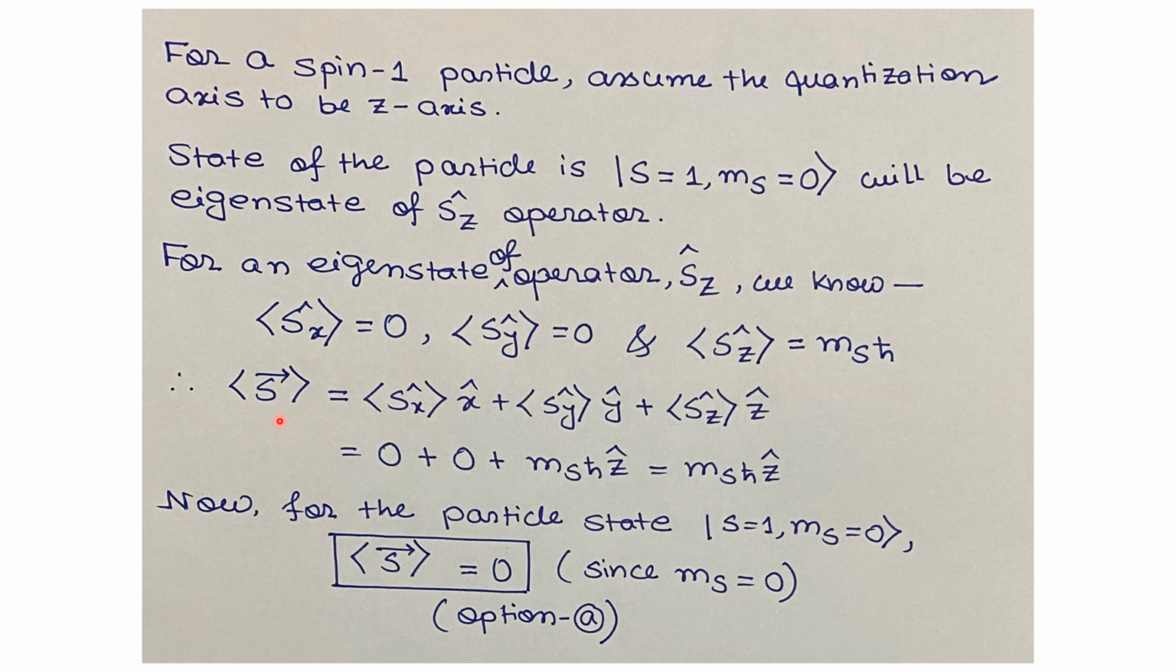So the expectation value of the S vector will be the expectation value of Sx along x cap plus the expectation value of Sy along y cap plus the expectation value of Sz along z cap. Now these two terms are 0 and the expectation value of Sz is ms h cut times z cap. So the expectation value of the S vector will be ms h cut z cap. Now for the particle state s equals 1 and ms equals 0, the expectation value of the spin vector, that is S vector, will be 0 because ms equals 0 for this particle state. So option A is correct.